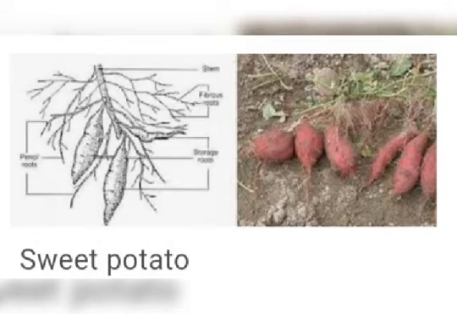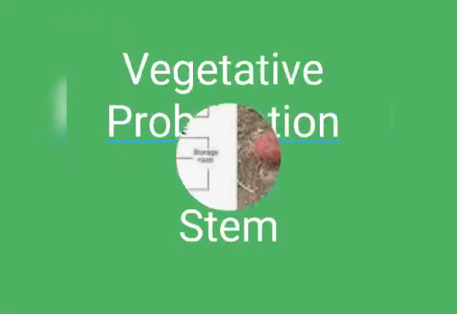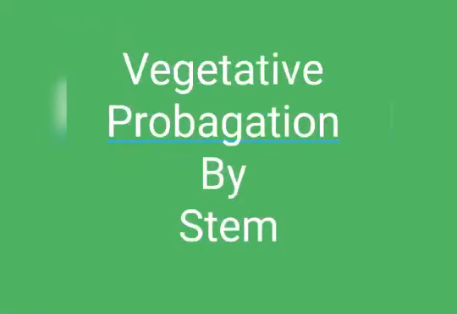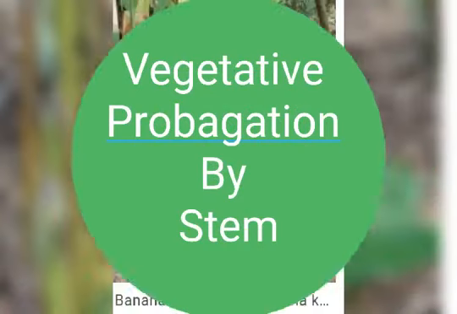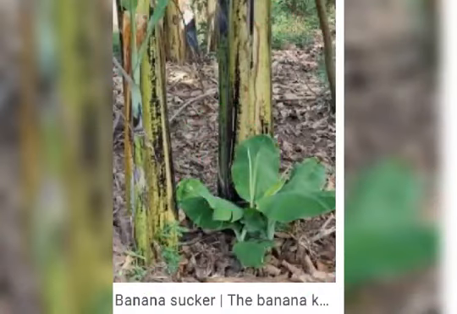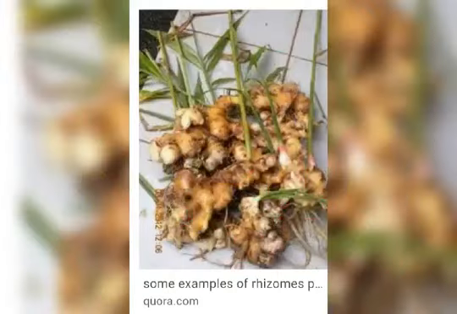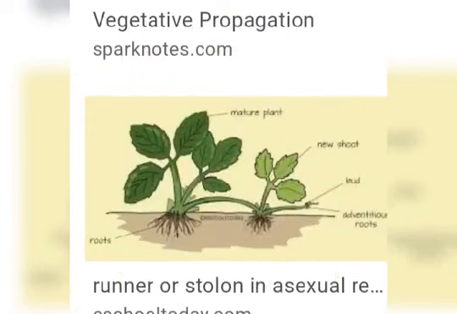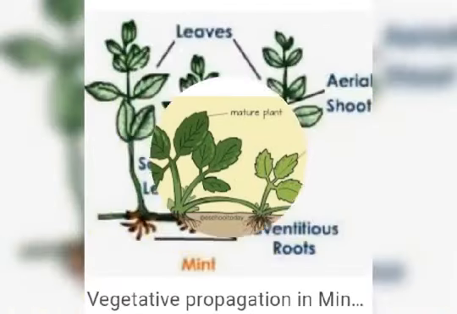Let's start with the natural method. Vegetative propagation by natural method is divided into three types. I told you before itself, this vegetative propagation is basically by the buds. So buds are in the roots, and those buds in the roots help to grow into a new plant. Buds are present in the stem, and those buds in the stems help to grow into a new plant. Buds are present in the leaves, and those buds in the leaves help to grow into a new plant.